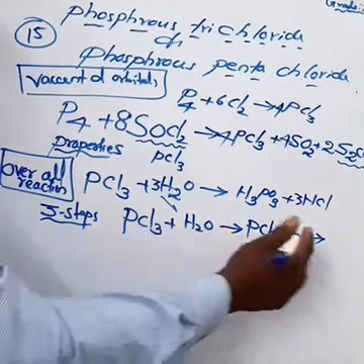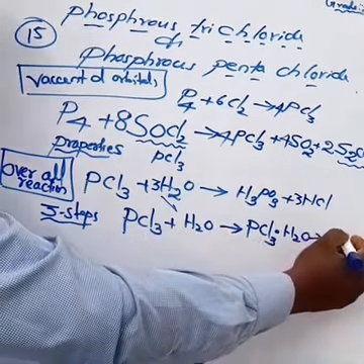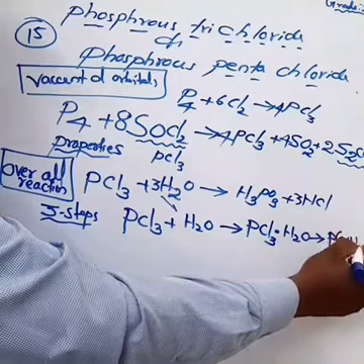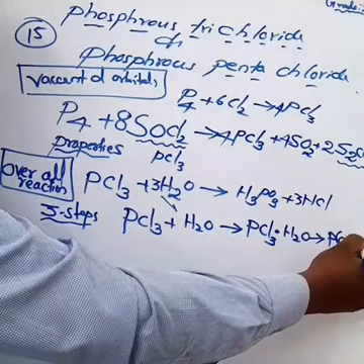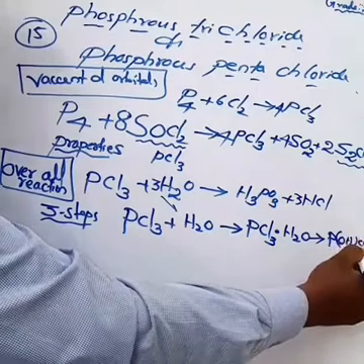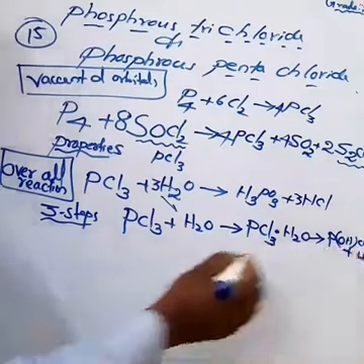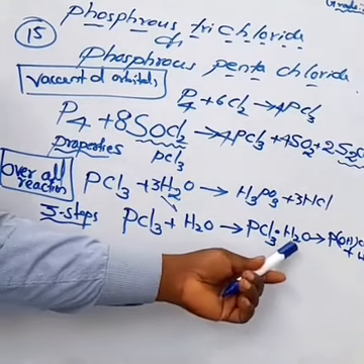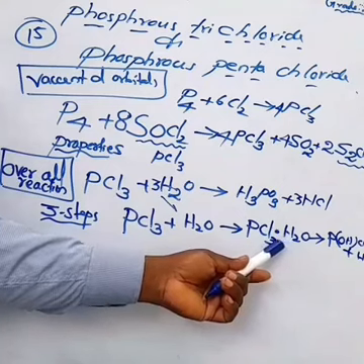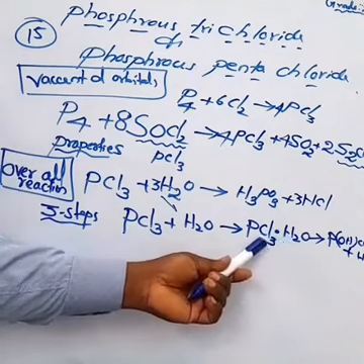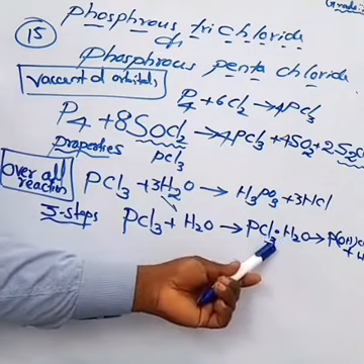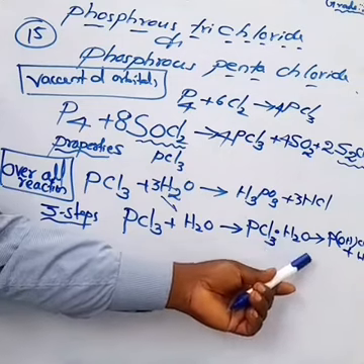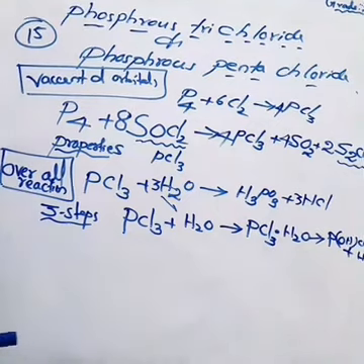We get a compound called POH, in brackets OH, Cl2, plus hydrochloric acid. How is the reaction going on? The water molecule has H2; here one of the hydrogens combines with one of the Cl, H plus Cl. All of you know that is hydrochloric acid, HCl. So I will write hydrochloric acid there.